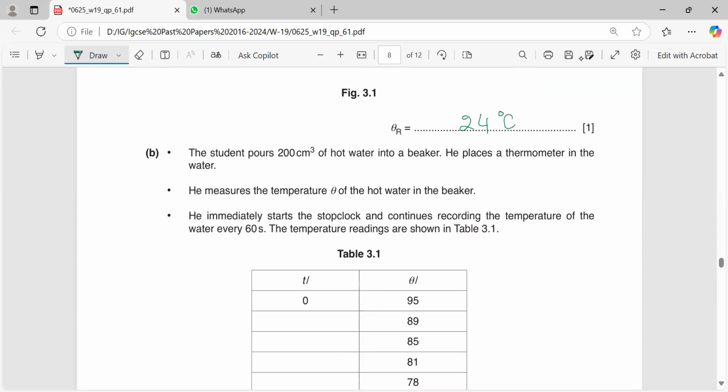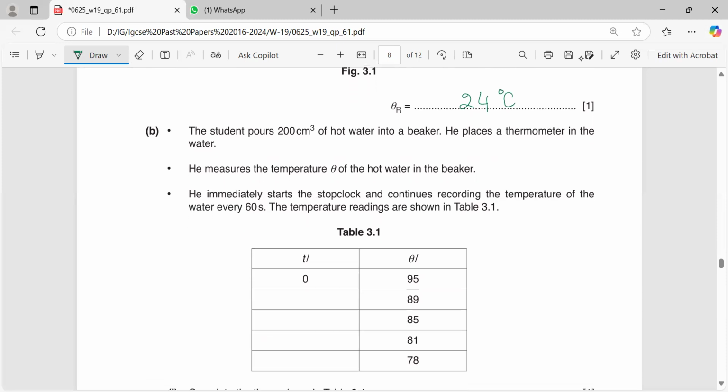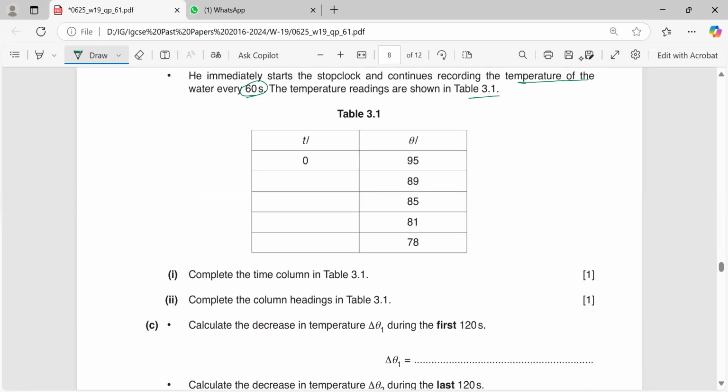The student pours 200 centimeter cube of hot water into a beaker. He places the thermometer in the water. He measures the temperature theta of the hot water in the beaker. He immediately starts the stop clock and continues recording the temperature of the water every 60 seconds. The temperature readings are shown in the table. Now complete the time column in the table.